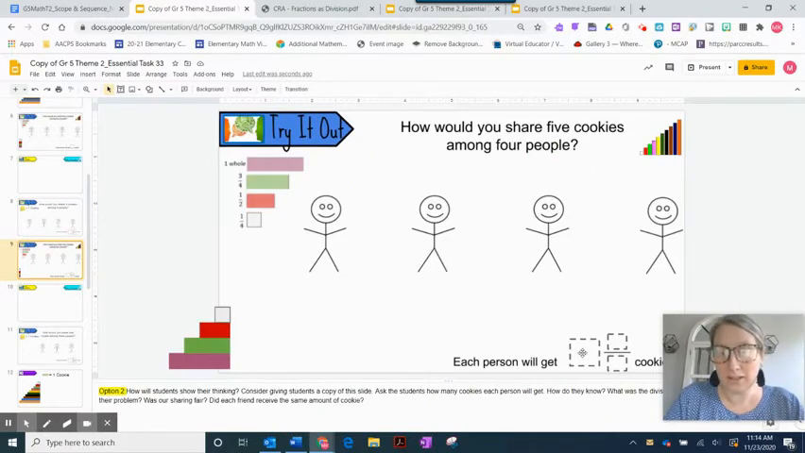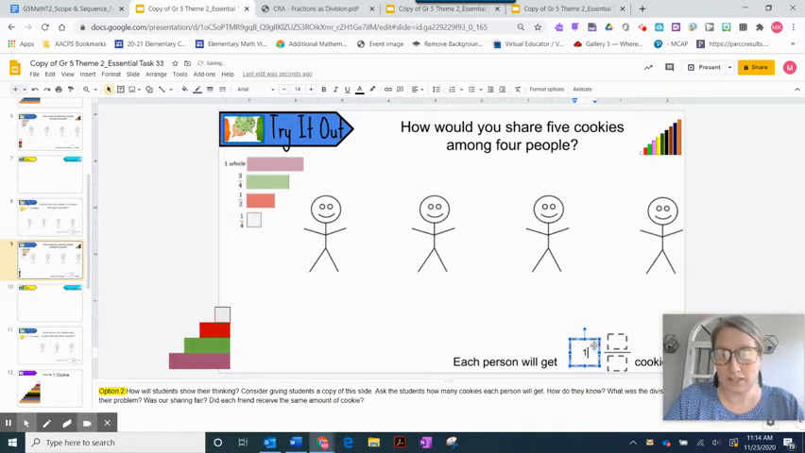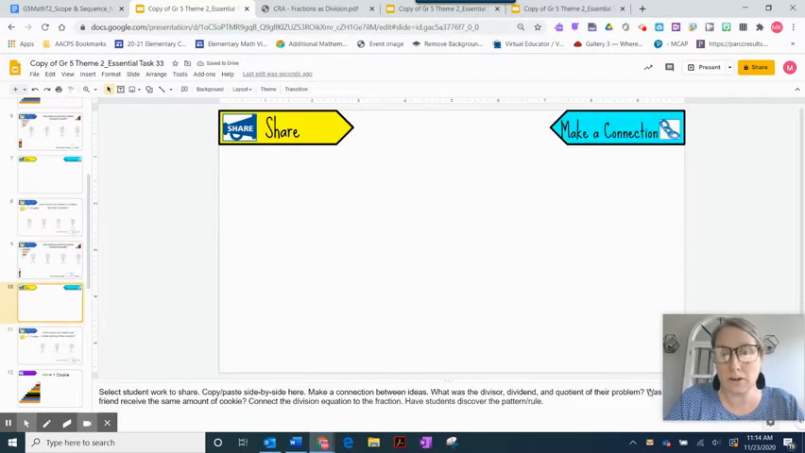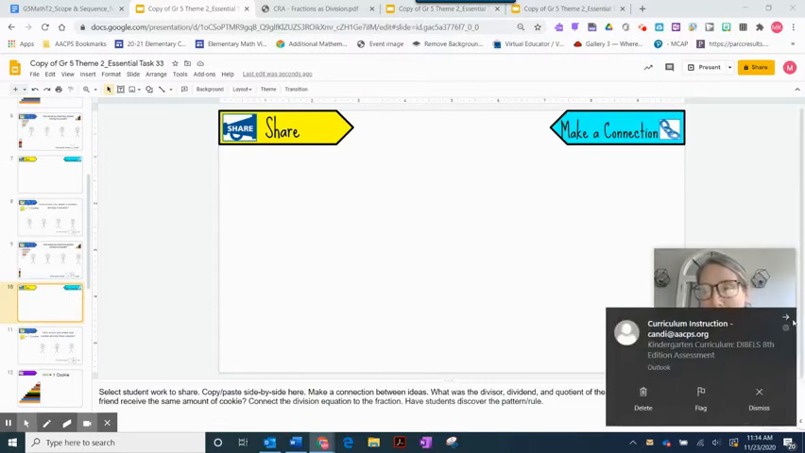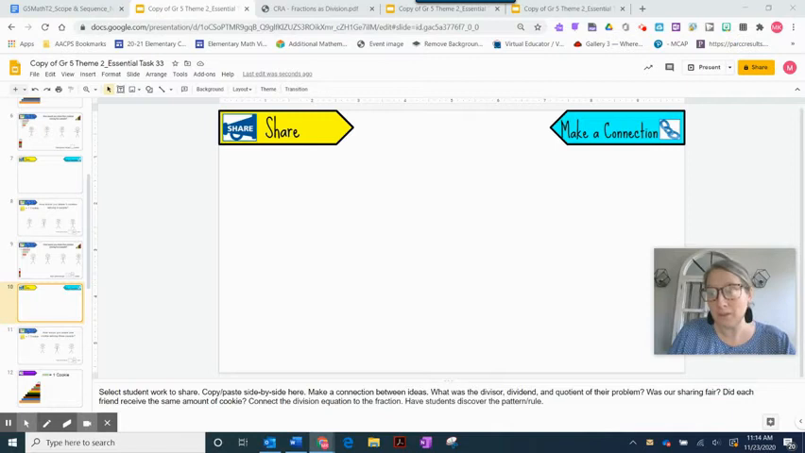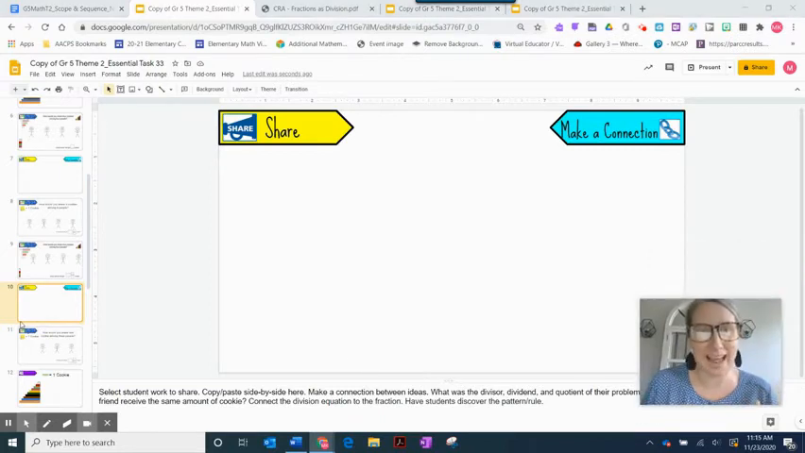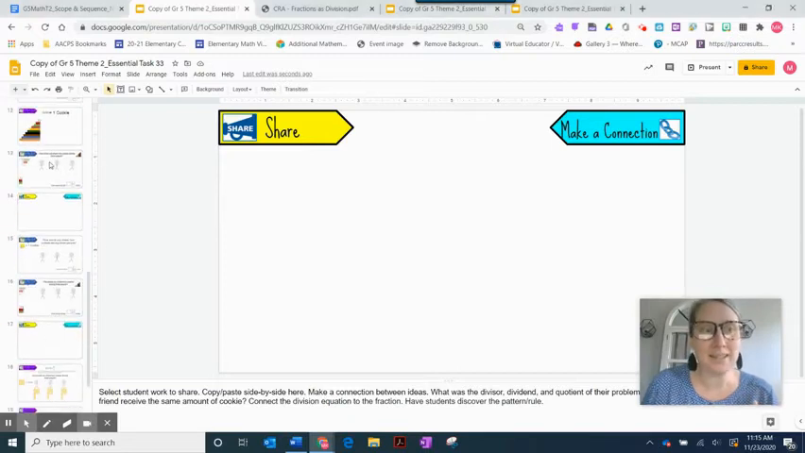Either way would work. These boxes down here, you can just double click to type. But once again, we're asking those questions. What's our dividend? What's our divisor? What's our quotient? Was it equal sharing? And we're going to connect that division equation to the fraction. So hopefully students will start to see that there is a pattern or there is a rule as they're working through these, and they're going to be able to make that generalization or that pattern or rule themselves. Don't just tell it to them. They're going to have a few essential tasks to discover it.